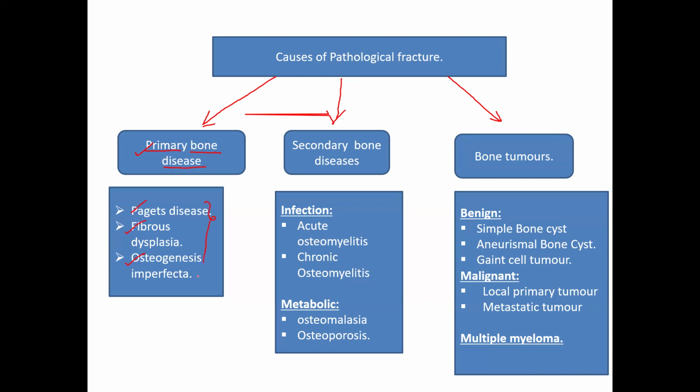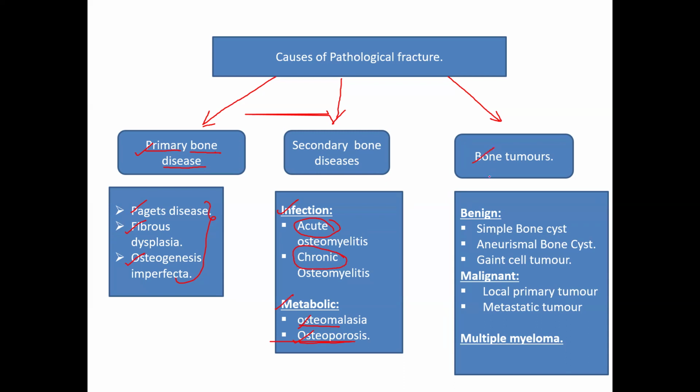These are the diseases which damage the skeleton or the build of the bone, resulting in fracture. The secondary bone diseases develop in the course of other disease, like infection. Infection may be acute, in the form of acute osteomyelitis, or chronic, in the form of chronic osteomyelitis. Then metabolic diseases of bone like osteomalacia, osteoporosis, and even secondary or primary hyperparathyroidism also present with pathological fracture sometimes.